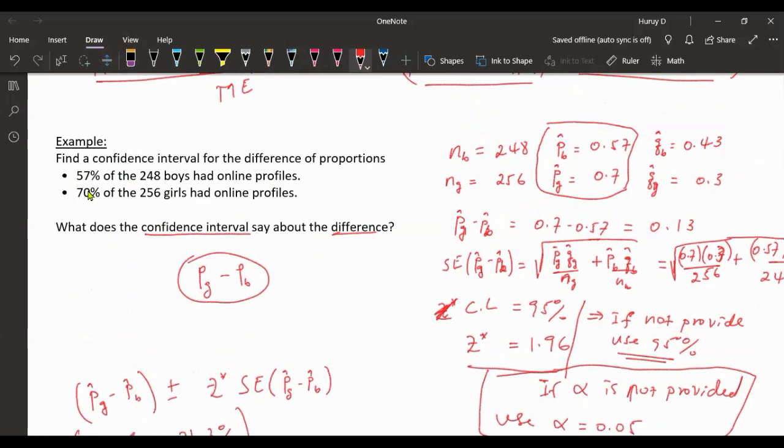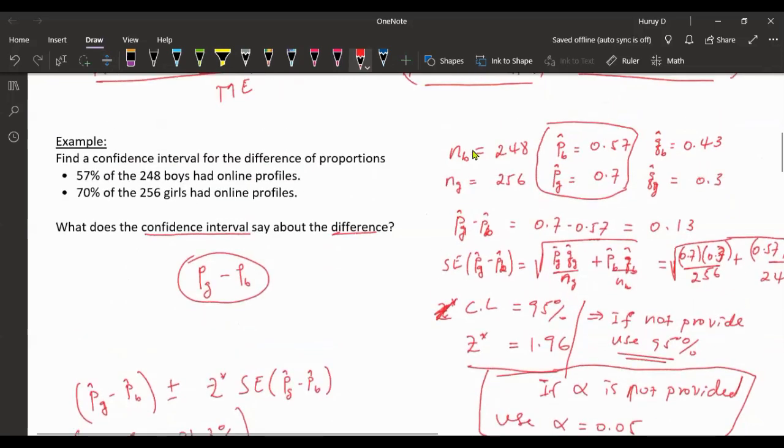Visually we can see a difference between 0.7 and 0.57. If I ask you which one is bigger, of course you can tell me 0.7 is bigger than 0.57. But the question is, is this difference that we see statistically significant? We are trying to answer the significance of the difference, because by randomness there could be a difference. So this difference could be random, or it could be statistically significant, meaning there is really a difference between the two groups.